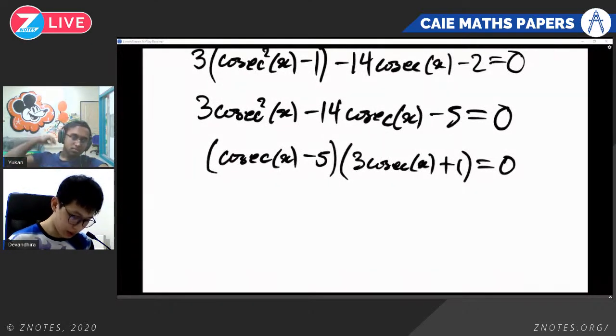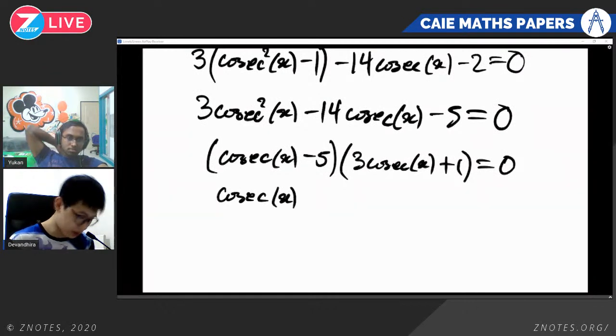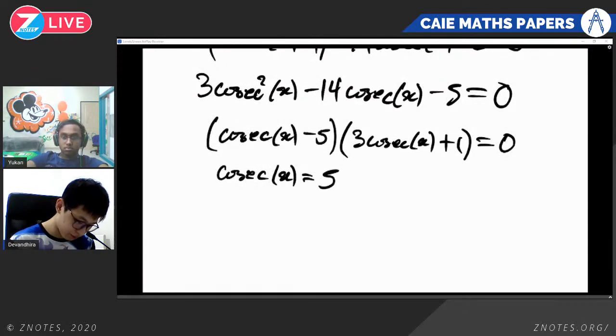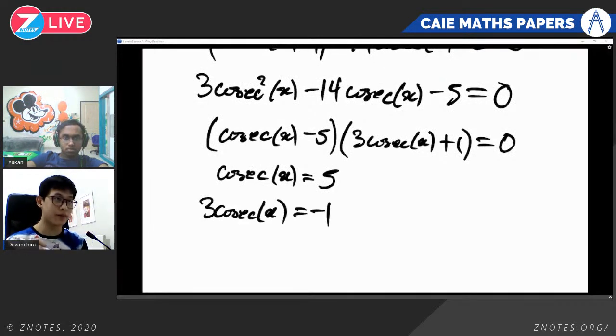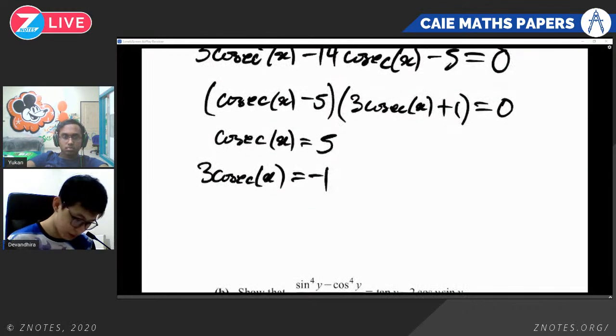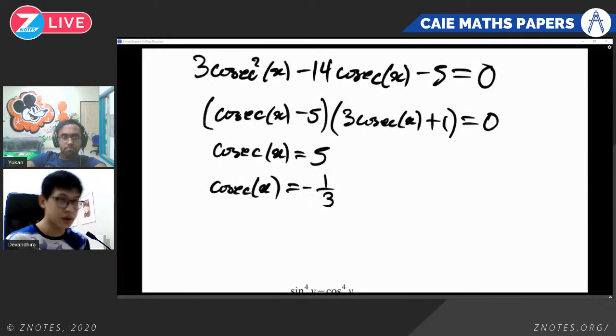And now we can just equate each bracket to 0. So we have cosec x minus 5, but let's put it the other side, so it becomes cosec x is equal to 5. Then 3 cosec x is equal to negative 1, correct? Let's make cosec the subject. So I'll just do it instantly here. We have negative 1 over 3. Can we solve this instantly?